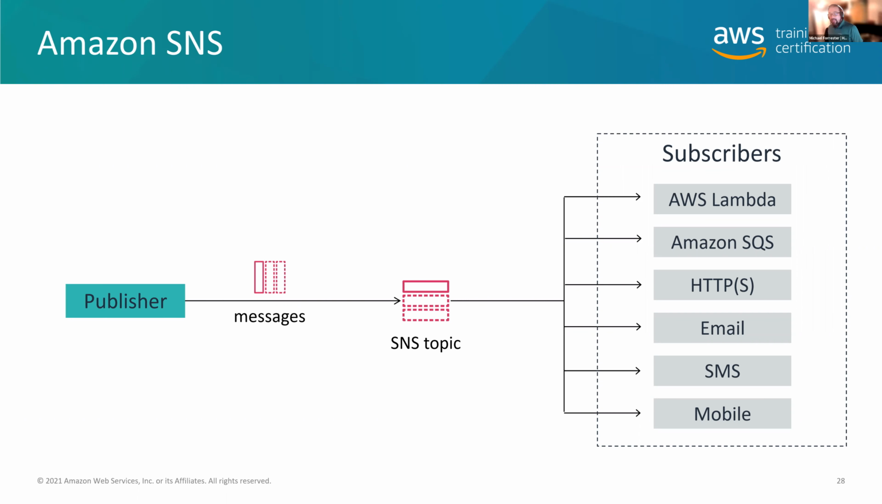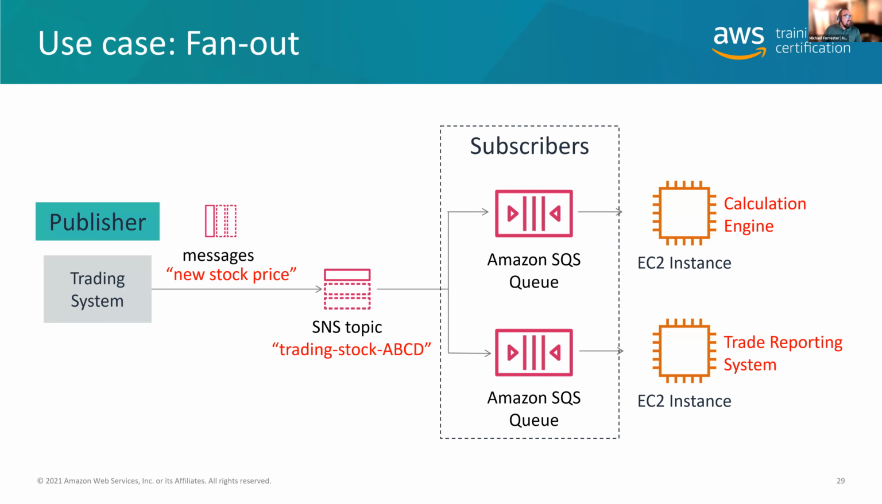By the way, this could be a Lambda function. This could be another SQS queue, right? Not just SNS. It could be an HTTP or HTTPS post. You could send an email, right? You could send an SMS notification. You could do a mobile push if you wanted to. There are options.